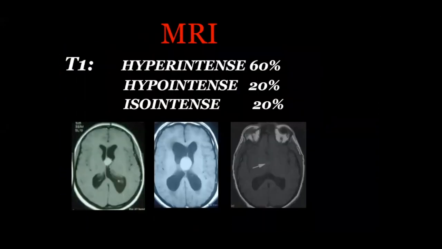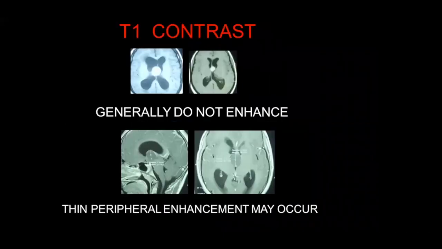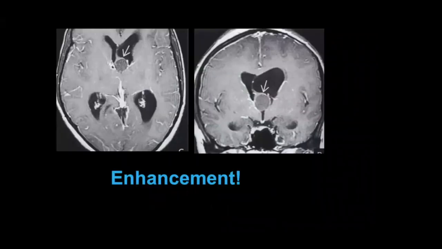MRI, T1, hyperintense most of the time, but it could be hypo or iso. So the message here is they could be either of the three: hyper, hypo, or iso. They don't usually enhance, but they can take enhancement, especially peripherally, on CT and on MRI. So this is a case of peripheral enhancement.